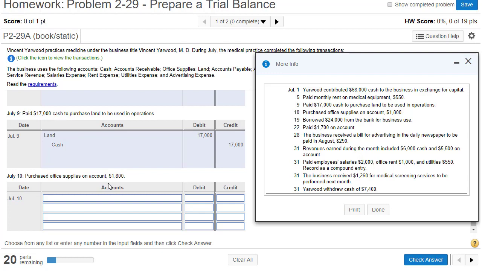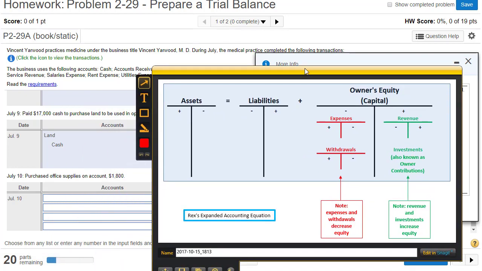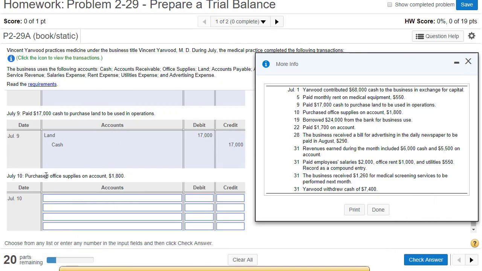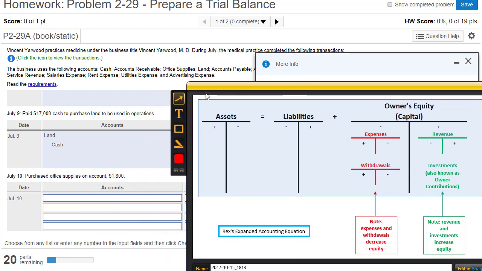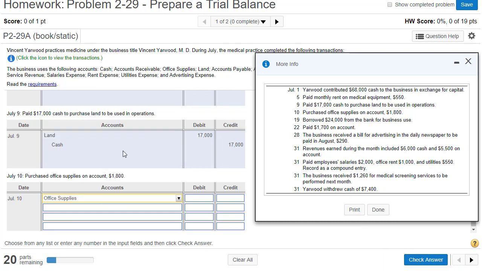July 10th, we purchased office supplies on account. So suddenly we have office supplies. Now notice it says we purchased office supplies. It does not say we purchased and used them all up. So since these office supplies have a future value, a future benefit, they are considered an asset until they are used up. So since they're an asset and our office supplies are going up, that is the debit account. Office supplies increasing, $1,800.